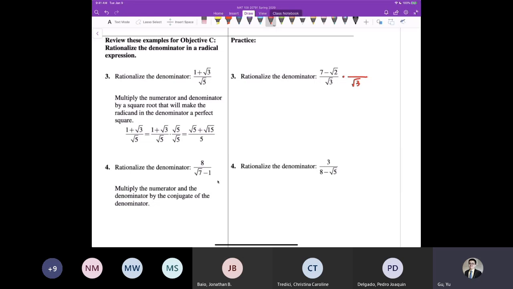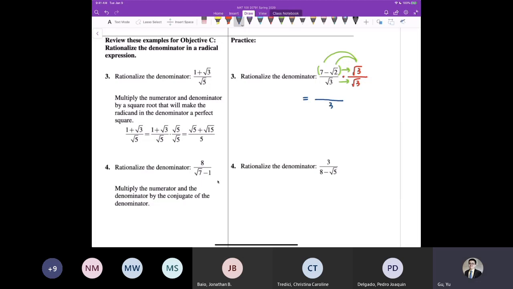Since we cannot change the value of the expression, you have to do the same thing to the numerator. On the top, we're also going to multiply by radical 3. And then we multiply straight across. On the top, you have to be careful because we have 2 terms on the top. So we have to distribute radical 3 right there. I put an invisible parentheses there, and then you could distribute radical 3 inside.